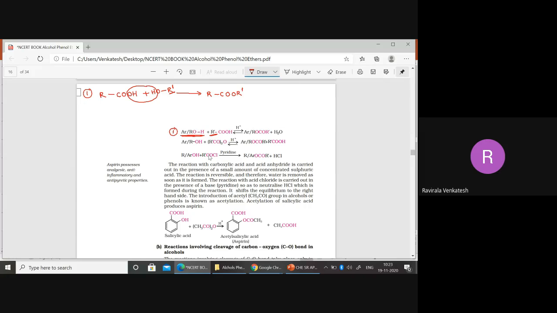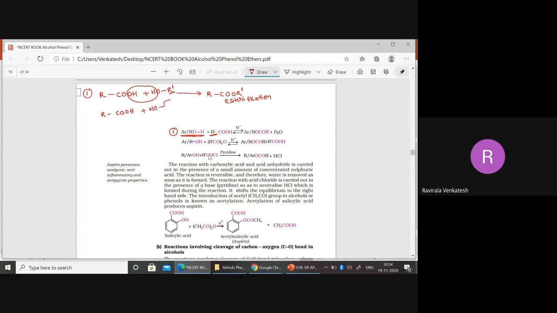This is called ester. So this reaction is called esterification reaction. The reaction between alcohols and carboxylic acid to give ester is called esterification. The same reaction we can also get with phenol also. Same thing we get with phenols also.